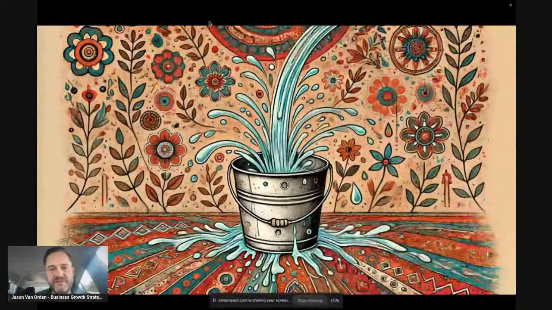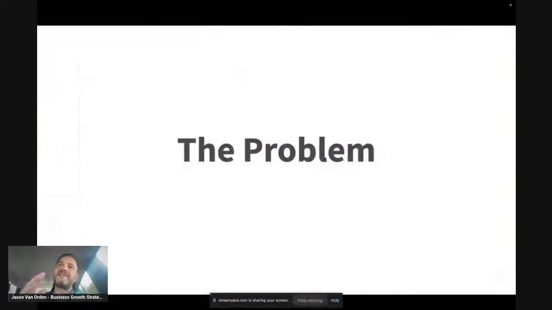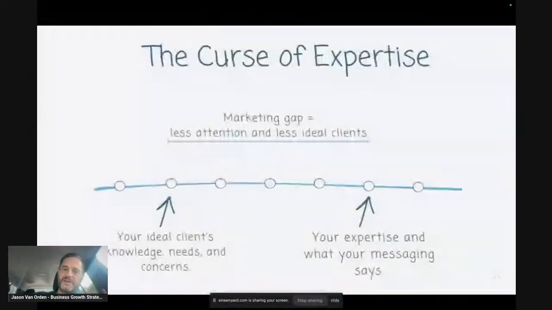So what we want to do is fix this leaky bucket for you today. So here's the problem: the better we get at what we do, the more expertise that we have, we end up falling victim to this thing called the curse of knowledge or the curse of expertise, which creates a marketing gap.